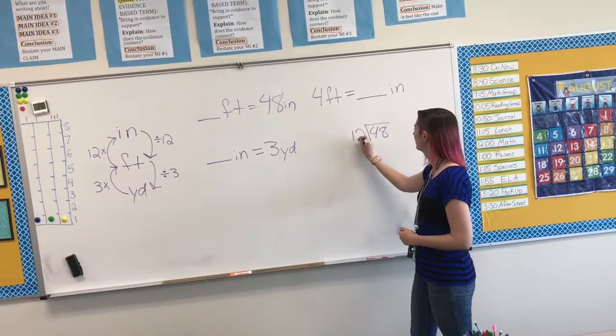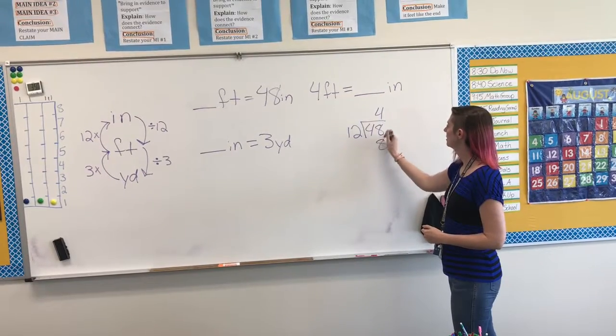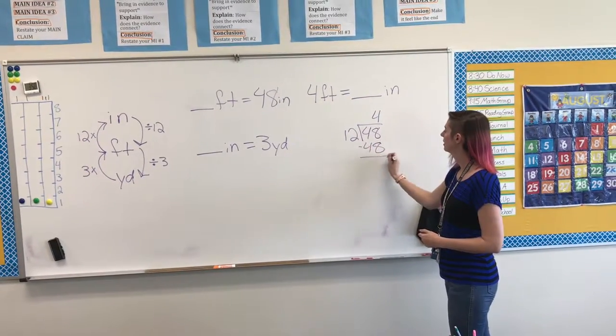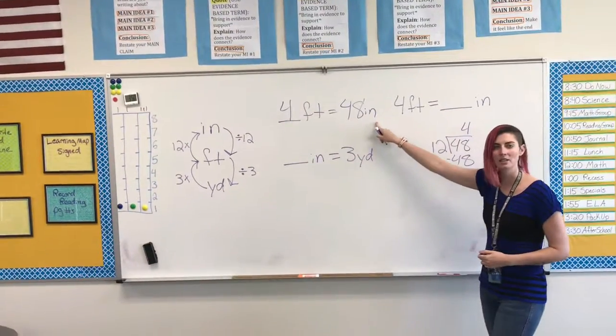Divided by 12. 12 fits into 48 4 times. 4 times 2 is 8. 4 times 1 is 4. So 4 feet is equivalent to 48 inches.